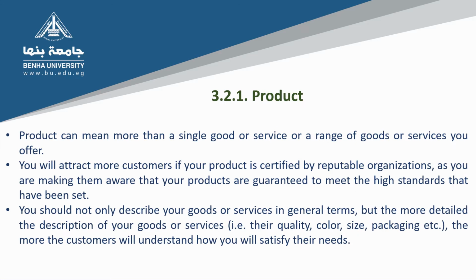Now, we are going to discuss each element of the 7 P's as follows, and we will start with product. Product can mean more than a single good or service, or a range of goods or services you offer. You will attract more customers if your product is certified by reputable organizations, as you are making them aware that your products are guaranteed to meet the high standards that have been set. Also, you should not only describe your goods or services in general terms, but the more detailed description of your goods or services, like their quality, color, size, and packaging, the more the customers will understand how you will satisfy their needs.